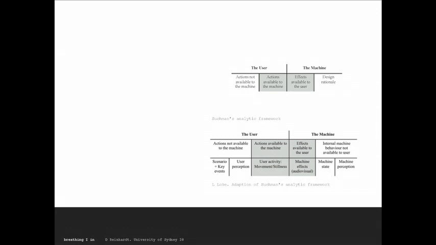So Suchman says there are actions which there's a shared point between the user and the machine. There are actions that are not available to the machine.